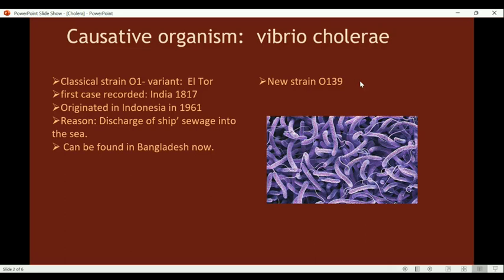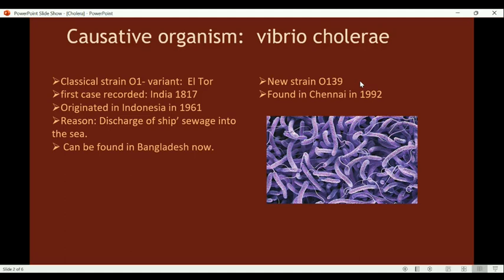So the second strain, known as the new strain O139, is suggested to be more virulent as well as more deadly. This strain was first found in Chennai in 1992 and was also responsible for the 8th pandemic across India and Bangladesh. Okay, now let's compare these two strains.